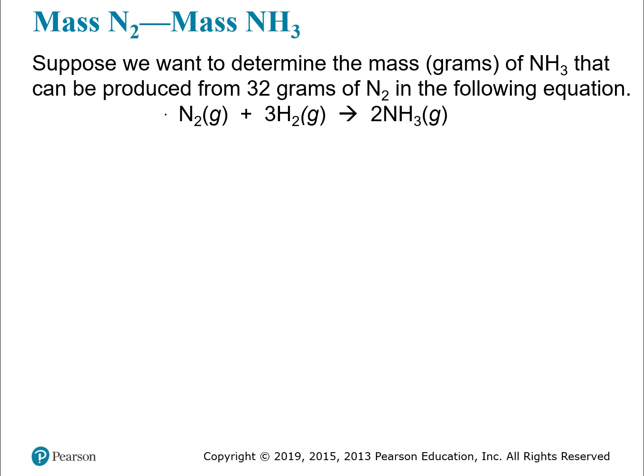I told you you're going to see this reaction a lot. It's used in a lot of textbooks, very well known and understood. So we're making ammonia from nitrogen gas and hydrogen gas. And we want to determine the mass in grams of ammonia that can be produced from 32 grams of nitrogen gas.